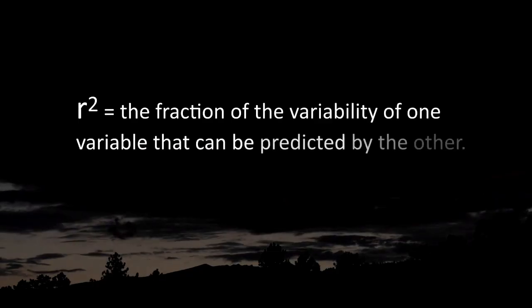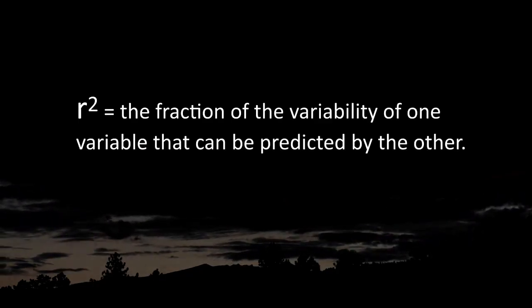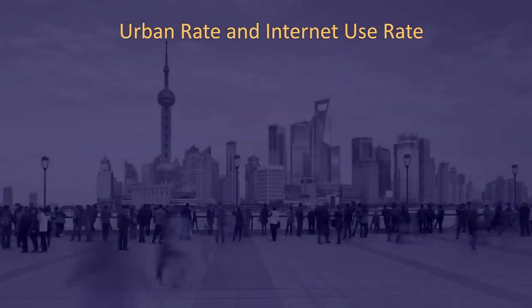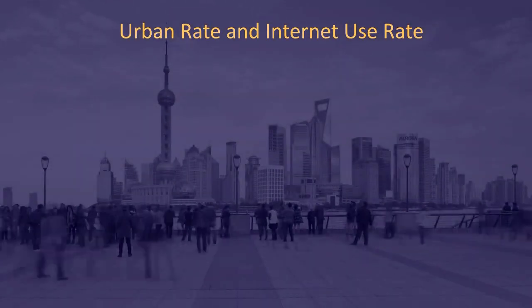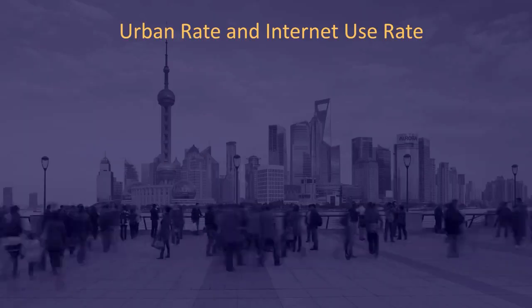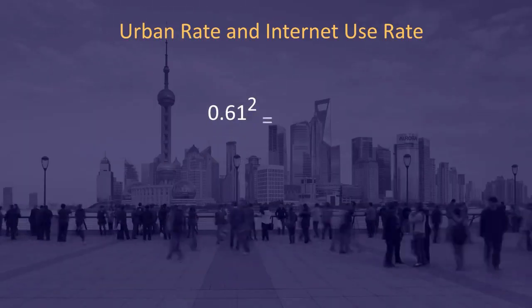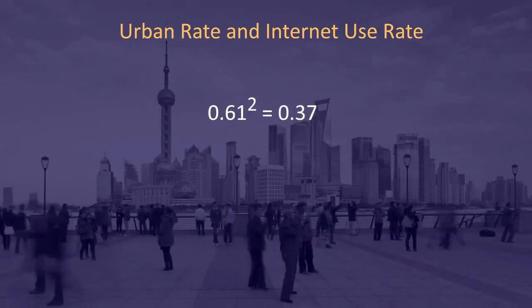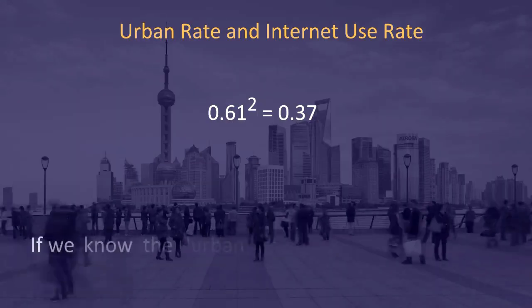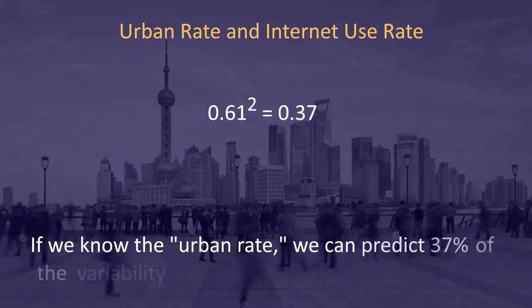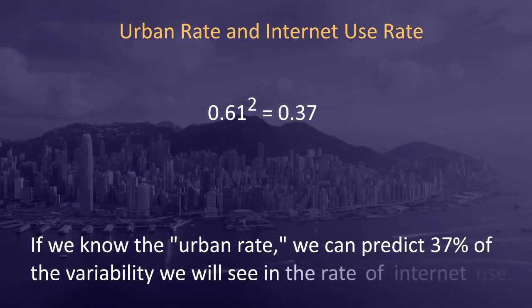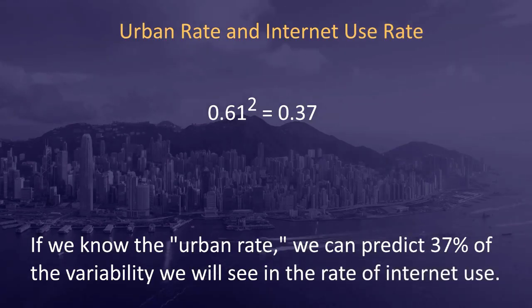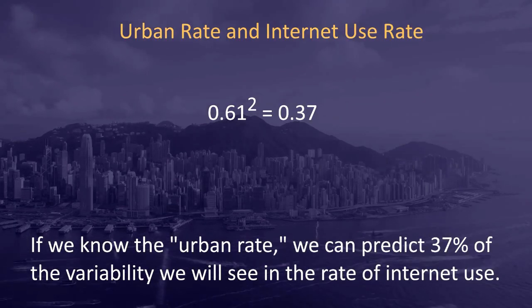Small r squared is the fraction of the variability of one variable that can be predicted by the other. For example, when looking at the relationship between urban rate and internet use rate, if we square our correlation coefficient of 0.61, we get 0.37. This could be interpreted the following way. If we know the urban rate, we can predict 37% of the variability we will see in the rate of internet use. Of course, that also means that 63% of the variability is unaccounted for.